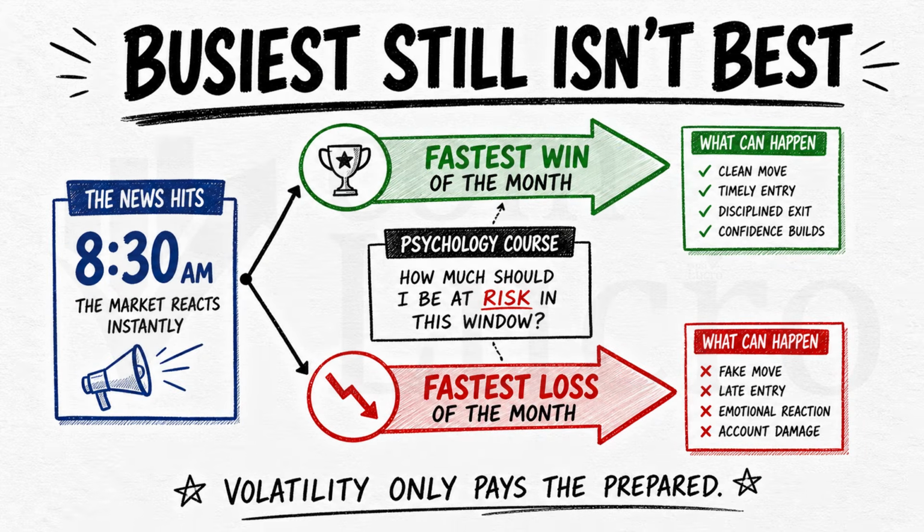One honest caveat before the homework, and it's the same one as always. Busy still doesn't mean best for you. An 8:30 number can produce the fastest loss of your month just as easily as the fastest win, and volatility only pays the prepared. How much you should even have at risk in a window like that is a risk and mindset question, and that belongs to our psychology course.